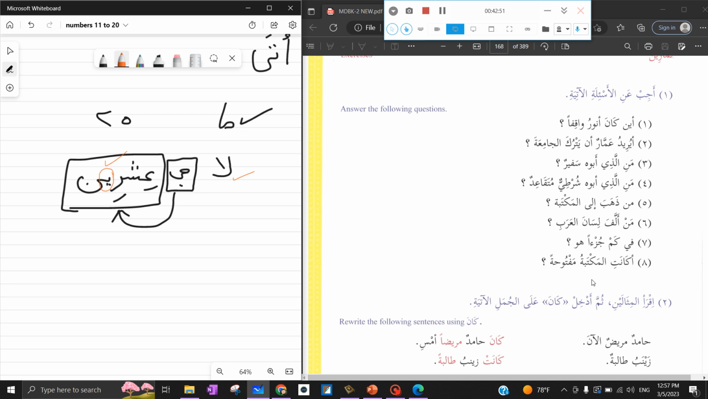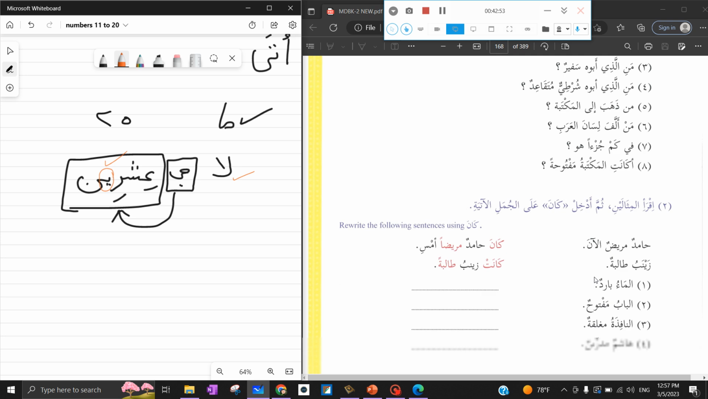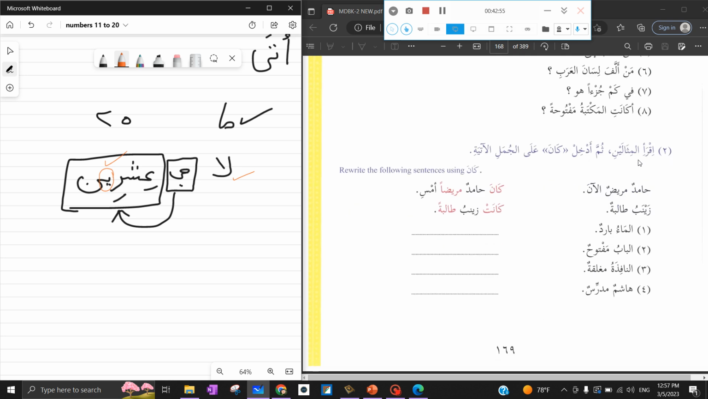Okay. Let's go on to exercise number 2. Iqra al-mithalain. This is dual for mithal. Mithal means example. Thumma adkhil. Adkhil means to enter kana, means use the kana ala jumal al-atiya. Now here are the examples. Now let's see. Hamidun maridun al-an. This is a simple nominal sentence. Hamidun maridun al-an means Hamid is sick now.